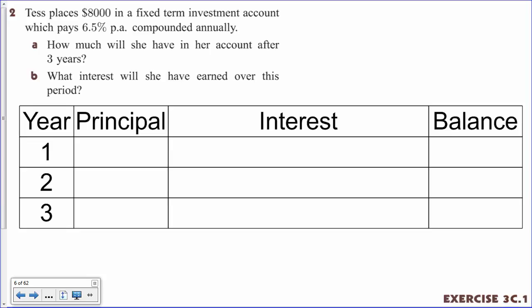Tess places $8,000 in a fixed term investment account, which pays 6.5% per annum compounded annually. How much will she have in her account after 3 years? What interest will she have earned over this period?